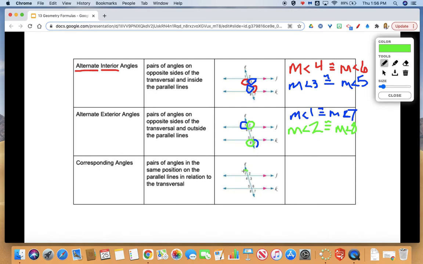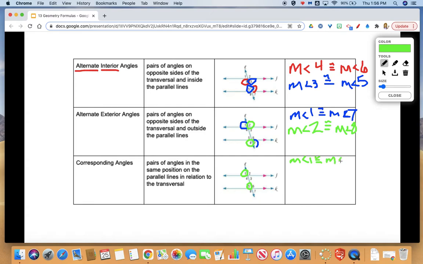So if I'm looking at 1, it sits on top of this parallel line to the left of the transversal. So if I go down to my second parallel line and look to the left of the transversal, I see a 5. So 1 and 5 are corresponding angles because they sit at the same point. So we could say 1 and 5 are the same measurement.